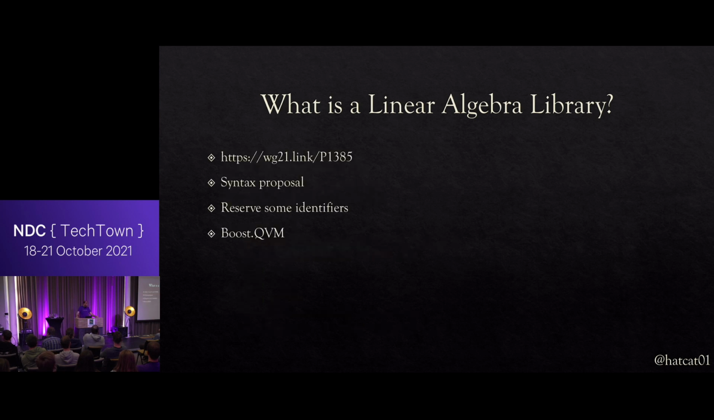And our proposal lives at this address, g21.link/p1385. Do note that down or take a photograph. As I said, it's known as the syntax proposal to separate it from the BLAS proposal. And the purpose of the proposal is actually just to reserve the identifiers. Because one of the problems that we have with Eigen and Blaze and all of the others is they have different names for what's essentially the same thing. And this makes interoperation very difficult. It's very difficult to write higher level stuff that will work for everyone.